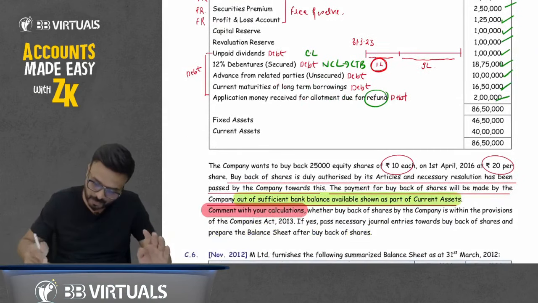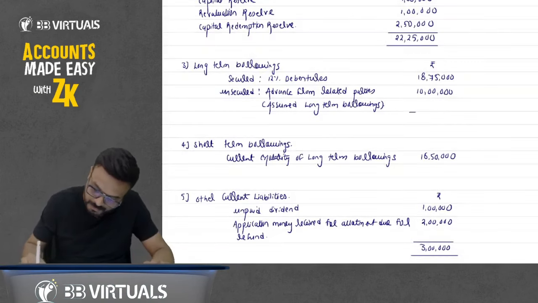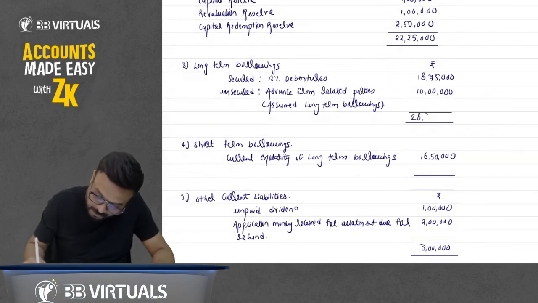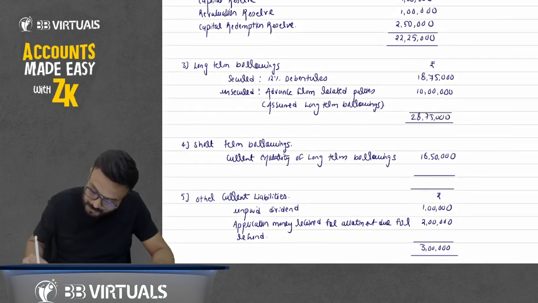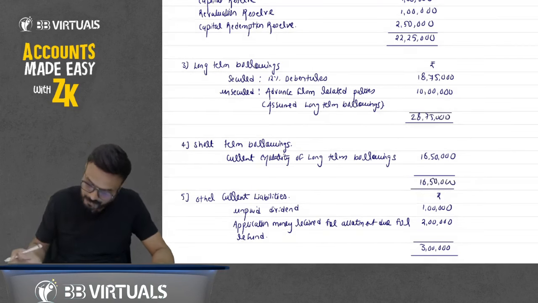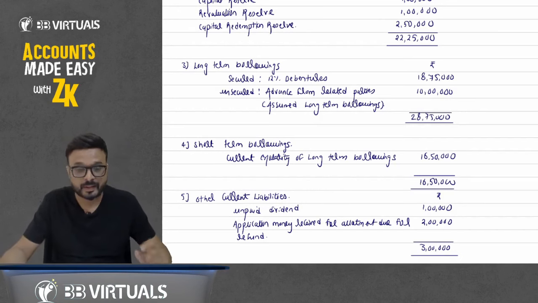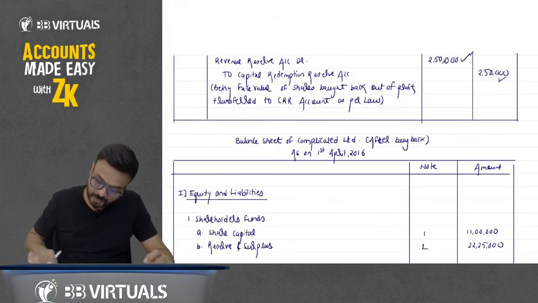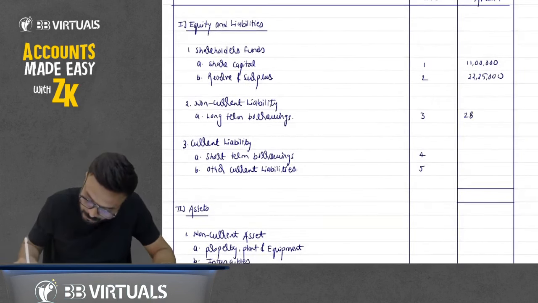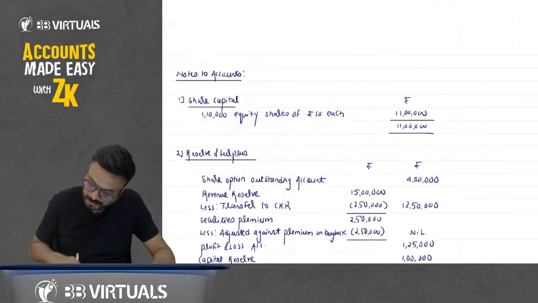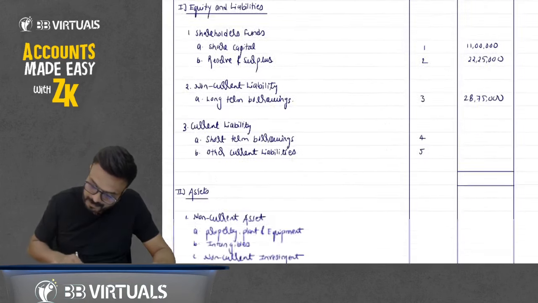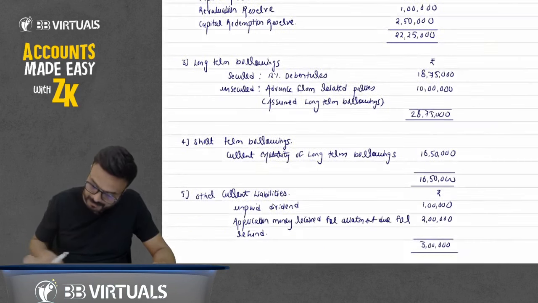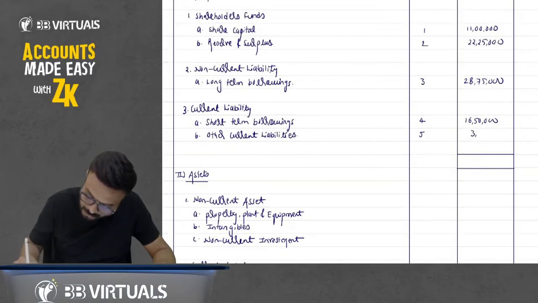Yes. Sorry. Fixed asset. Now you can do the total of these three notes, the 3rd, 4th, and 5th. So here it will come 28,75,000, 16,50,000, and 3 lakh. So write down all these three in the balance sheet. 28,75,000, then 16,50,000 short term borrowing. Other current liability is 3 lakhs.